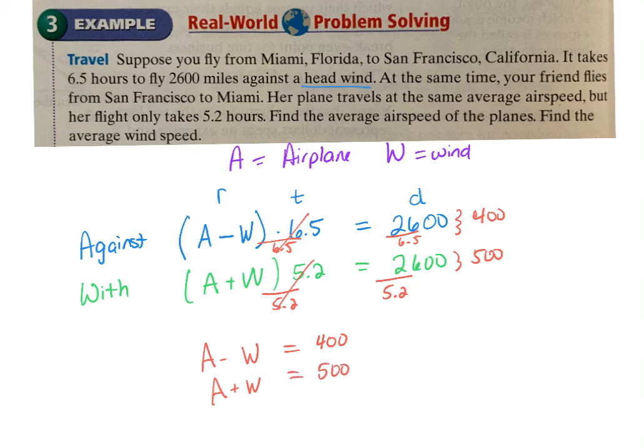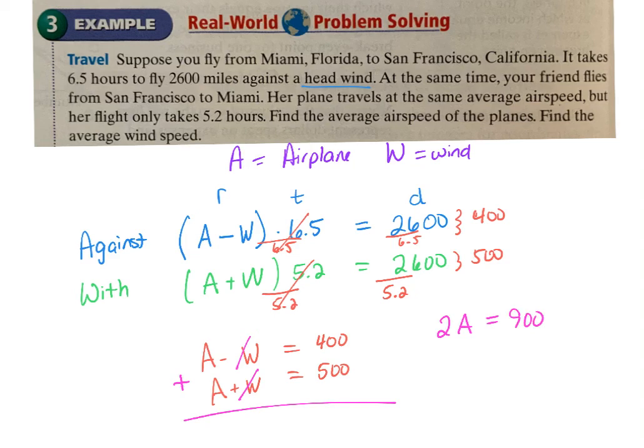For this one, I'm going to solve by addition. Always for these, I divide out that time first, and then I have an A plus W and an A minus W. It is set up perfectly for elimination, for addition here, okay? Because I already have a plus and minus my W, my wind. And so that's how I'm going to solve this one. I am going to add down. A plus A gives me 2A. My negative W and my positive W cancel, right? And then 400 plus 500 is 900.